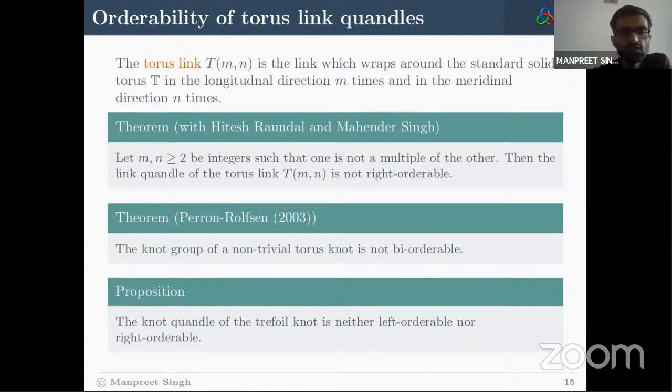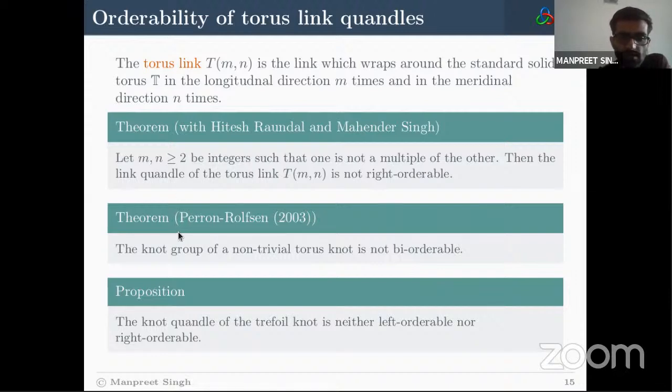Now, in joint work with Dr. Hidesh Rondal and Professor Mahinder Singh, we study the orderability of torus links for some special cases. So let m and n be two integers such that they are not multiples of each other. Then we prove that the link quandle of torus links is not right-orderable. I will sketch the proof of this in the next few slides. But before that, let's see its straightforward consequences.